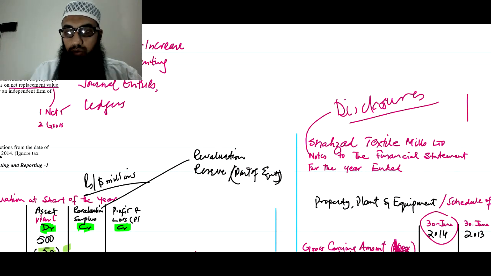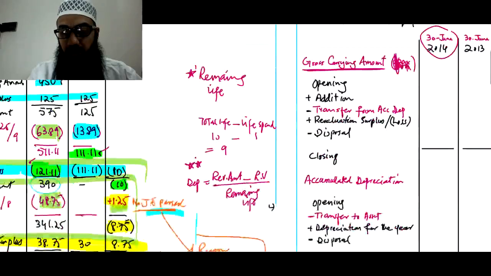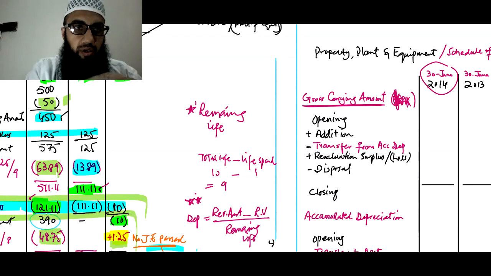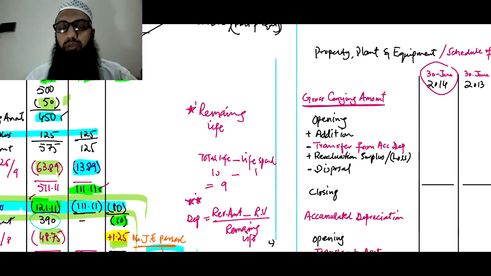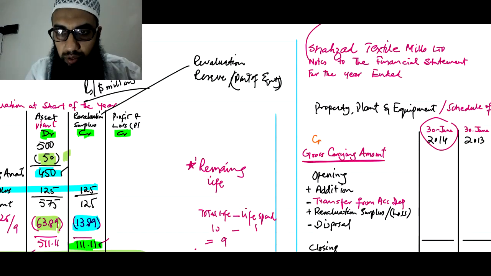Now, what we have to write in it, as we discussed earlier, we have to write here gross carrying amount. What is gross carrying amount? Gross carrying amount is basically the fixed assets ledger, the cost or revalued amount, which is on cost or revalued amount.